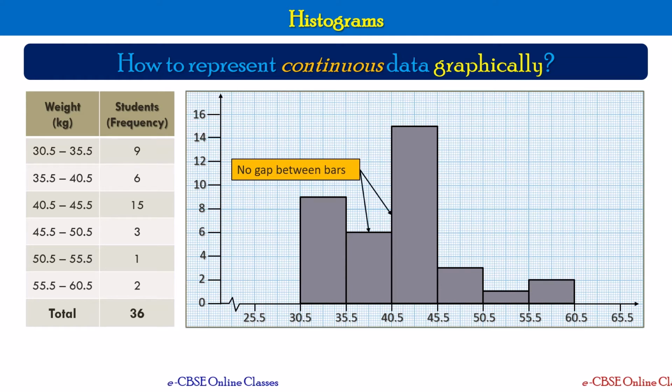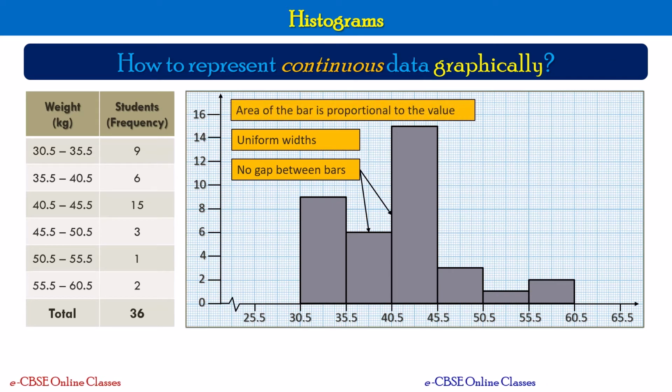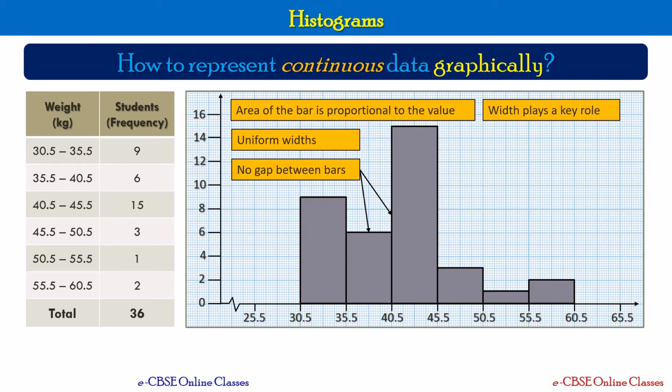Okay, also here the bars are of uniform widths, and as we discussed in the previous example, in bar charts width doesn't really matter, correct? And also the height of the bar is proportional to the value of the frequency. But in here, instead of height, it is the area of the bar which is proportional to the value. So since the area of the bar is proportional to the value, the width of the bar plays a key role in constructing the histogram.